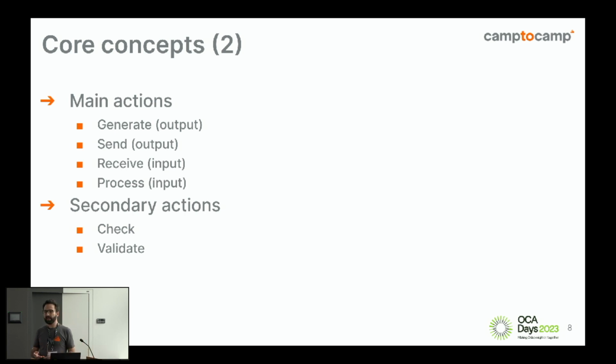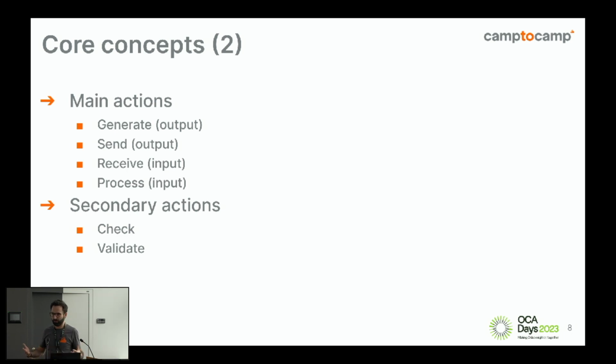You have to understand that there are like 4 main actions, depending on if it's an output or an input. So you have the generate and send: you want to generate the content of the message that you send, and then you want to send it. And then if you want to process an incoming exchange, you want to receive it, and you want to process the data right after. And all of these actions are totally agnostic.